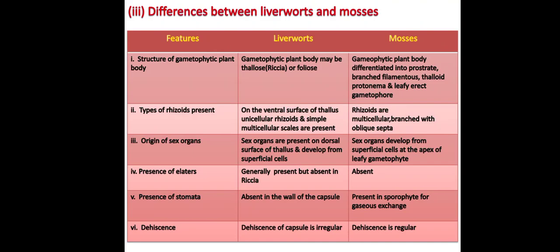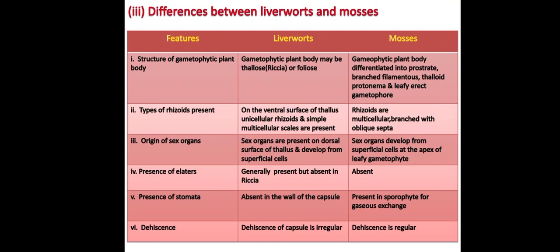Second point, types of rhizoids present. A rhizoid is a root-like structure. For liverworts, on the ventral surface of the thallus, unicellular rhizoids and simple multicellular scales are present. For mosses, rhizoids are multicellular, branched with oblique septa. Third point, origin of sex organs. Sex organs are present on the dorsal surface of the thallus and develop from superficial cells for liverworts. For mosses, sex organs develop from superficial cells at the apex of the leafy gametophyte.